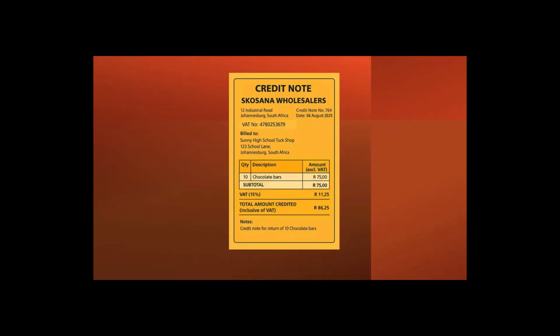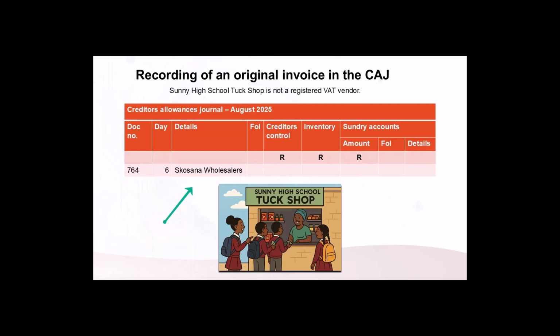Now, the next thing we'll need is our supplier's name for our details column. On our source document, our supplier's name is indicated as Skozana Wholesalers. Now, in our details column, we will write Skozana Wholesalers. The last thing we now need to do is to record the amount of the transaction in our Creditors Control Account column and our Inventory column.